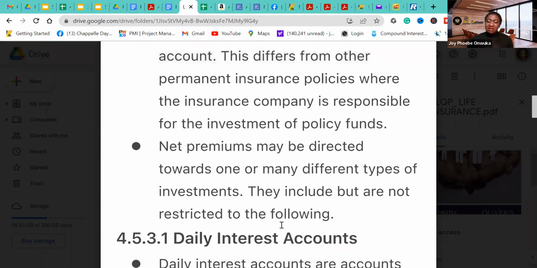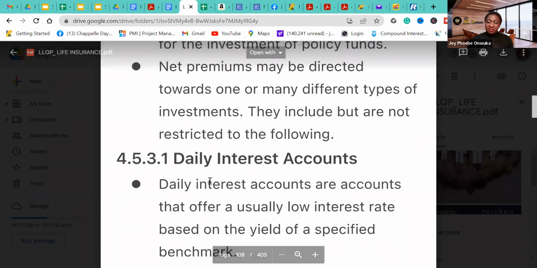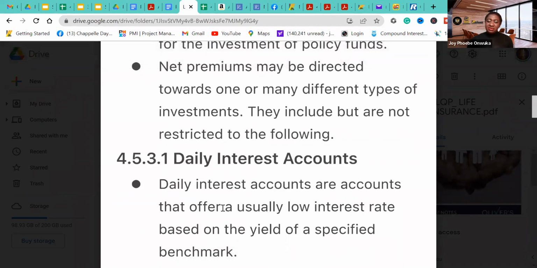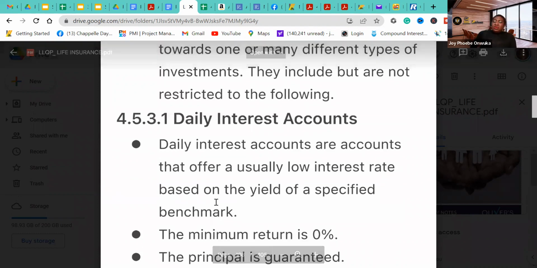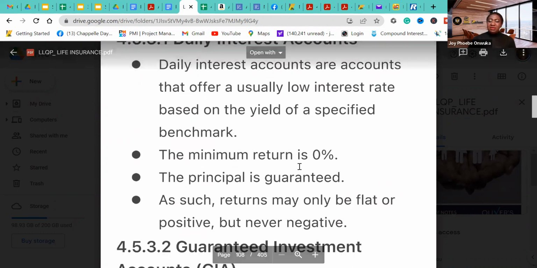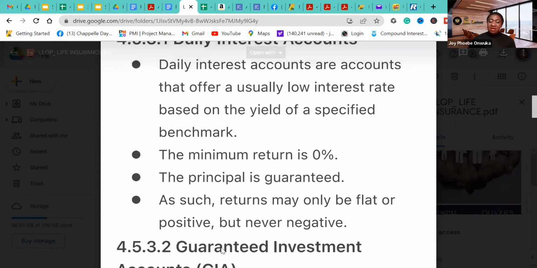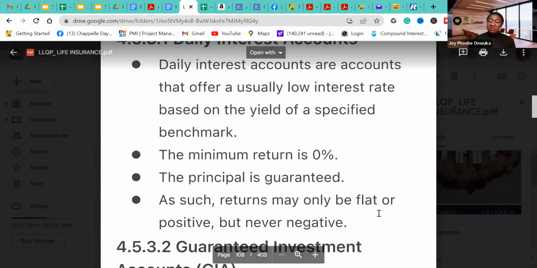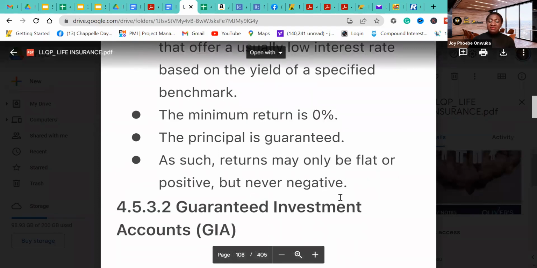They include but are not restricted to the following: daily interest accounts. Investment can be into a daily interest account. Now, what is a daily interest account? Daily interest accounts are accounts that offer a usually low interest rate based on the yield of a specified benchmark. The minimum return is 0% and the principal is guaranteed. As such, returns may only be flat or positive, but never negative.